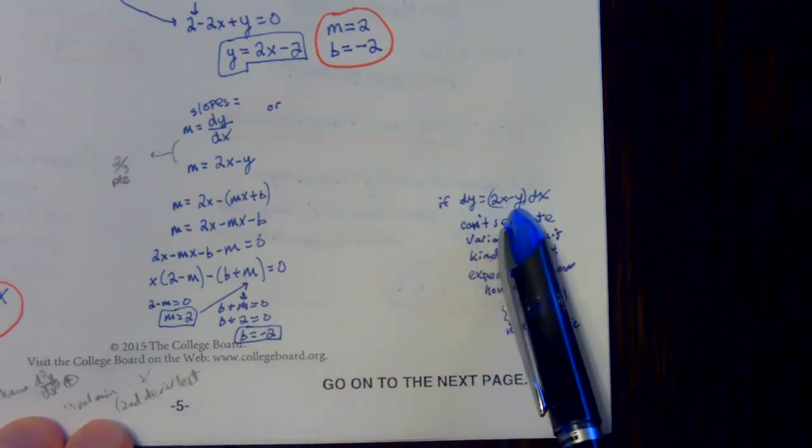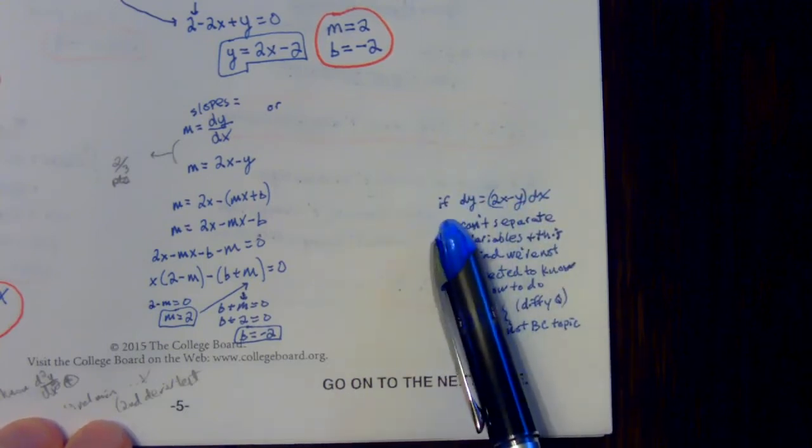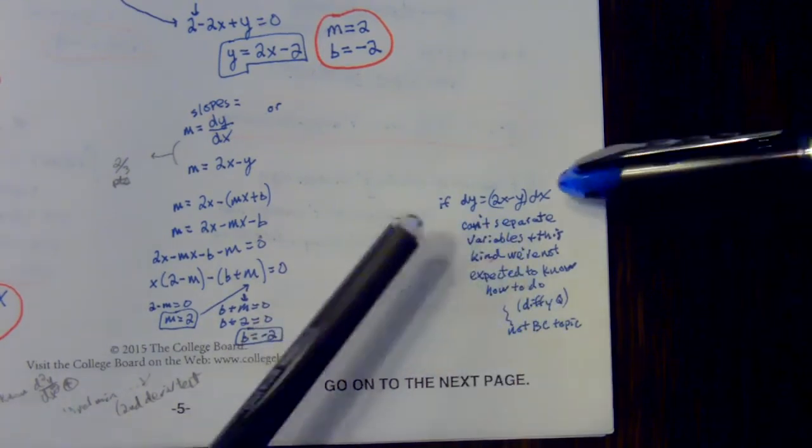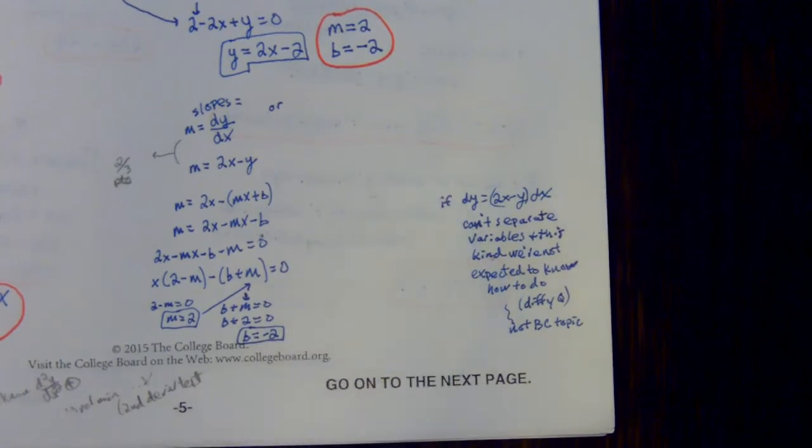If you divide both sides by the 2x minus y, then you got 1 over 2x minus y dy, but then you got the x's stuck with the dy. So there's no legal algebra that we can do to separate those variables, which means if you can't do basic algebra to separate those variables, you're not meant to.